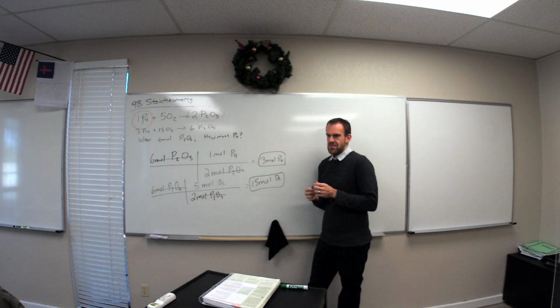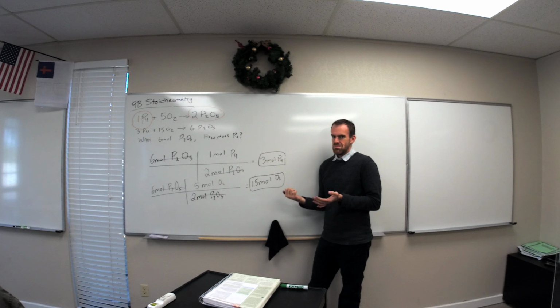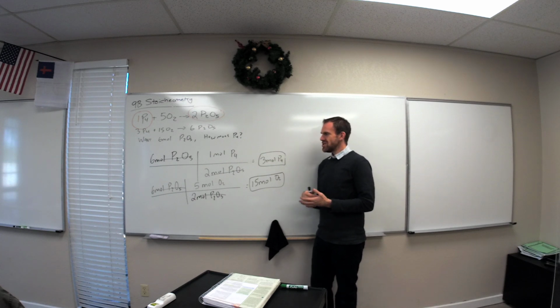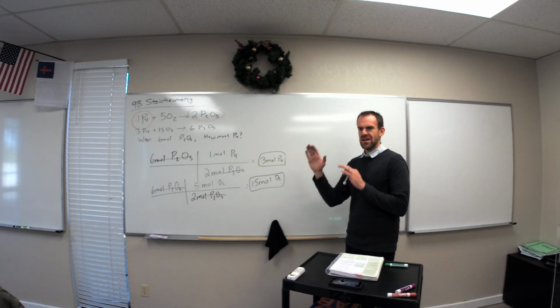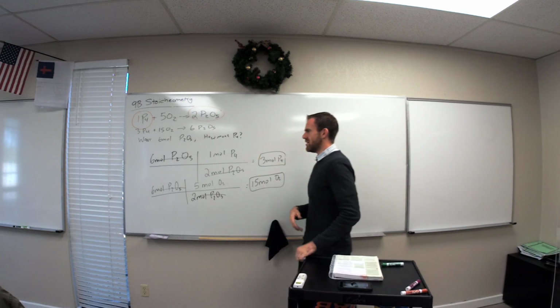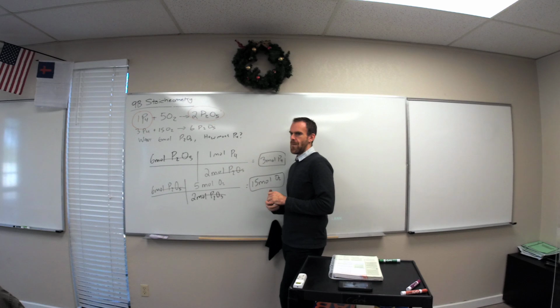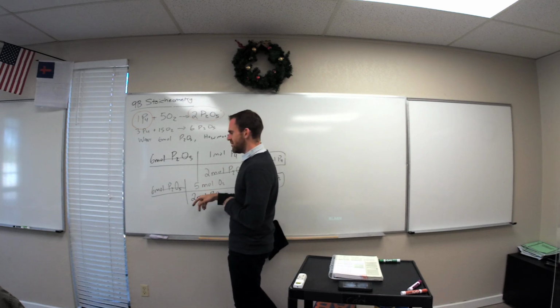Multiplied by 3, right? So these are just ratios. They're not anything too crazy. You're just looking at the numbers in front of each one. Well, how did you get 15? Well, 6 times 5 is 30, divided by 2 is 15.